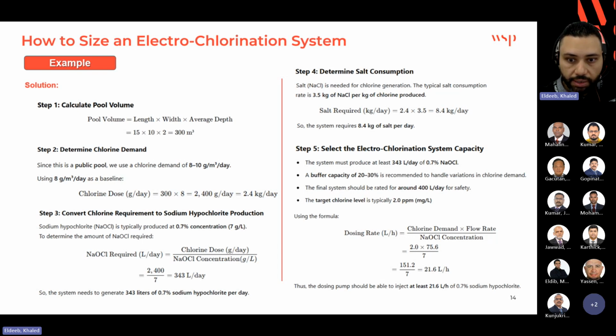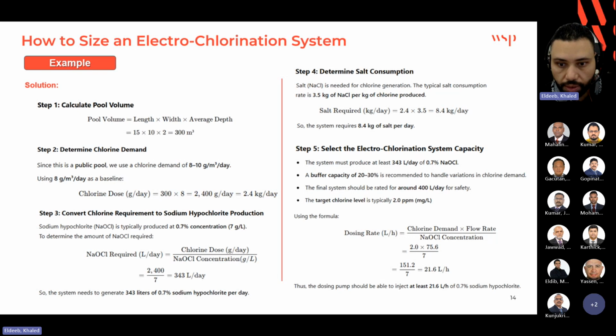The last thing here, we should also size the flow of the dosing pump by using the given data in our example. If you remember, we calculated the pool flow rate before in the previous sessions, 75.6 meter cube per hour.